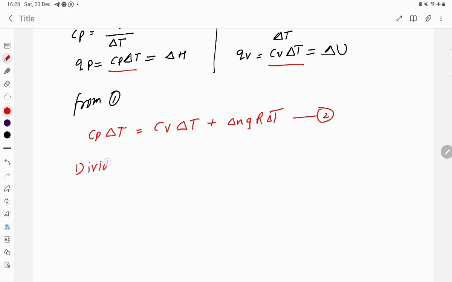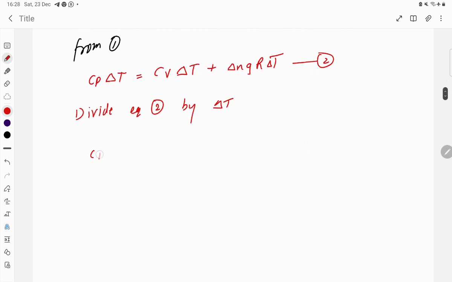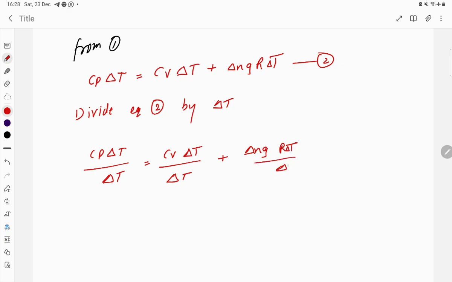Divide equation 2 by what, student? Delta T. So if you are dividing this equation, what will there be? Cp delta T upon delta T, Cv delta T upon delta T, and plus delta ng R delta T upon delta T. Now what we are going to do? Delta T cancels out. So Cp is equal to Cv plus delta ng R.